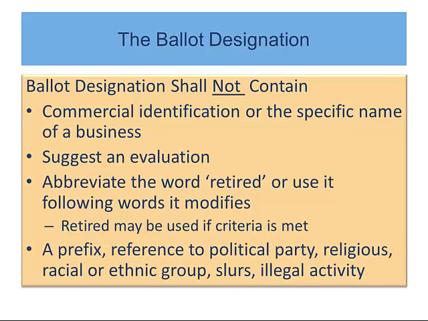Additionally, designations shall not contain prefixes, the name of any political party, words referring to religious, racial, or ethnic groups, words that expressly contain or imply any ethnic or racial slurs or derogatory language, reference to a specific religious denomination, or any reference to illegal activities. Note that there is an exception for religious clerical titles.